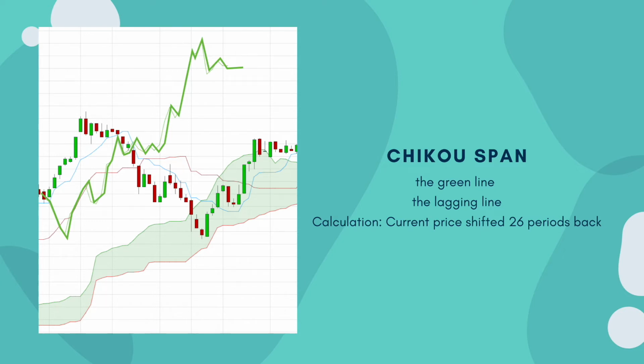It is a time-shifted line because from the current closing price, you count 26 periods backward to get to the latest point on the line. This helps us gain a clearer perspective of current price action with respect to the past 26 periods.